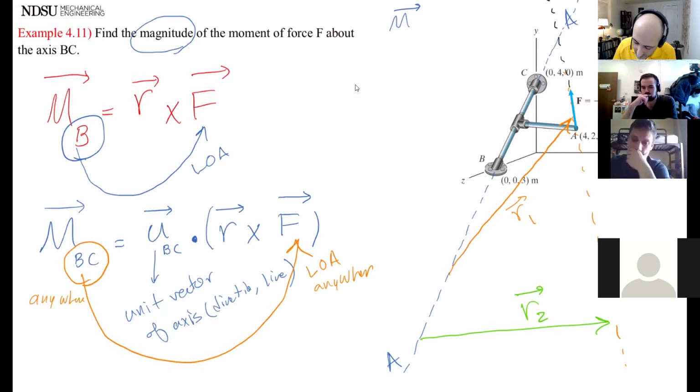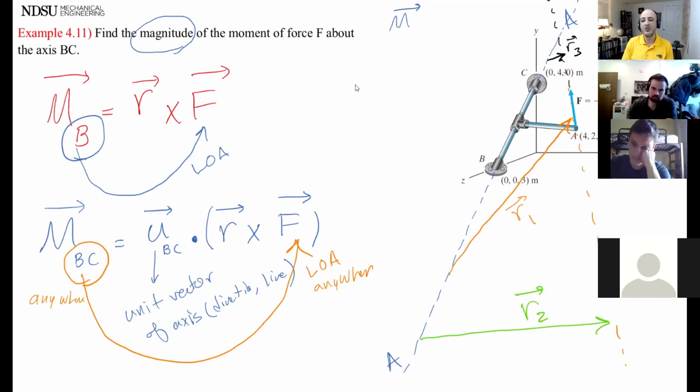Axis. I like to go here also, R3. And anywhere, again, anywhere on the line of action to anywhere on the line of action, anywhere on the axis to anywhere on the line of action of the force. It's acceptable.